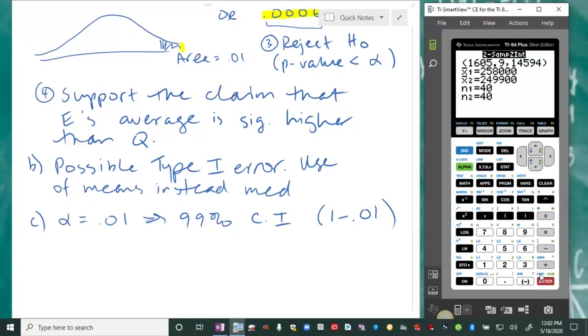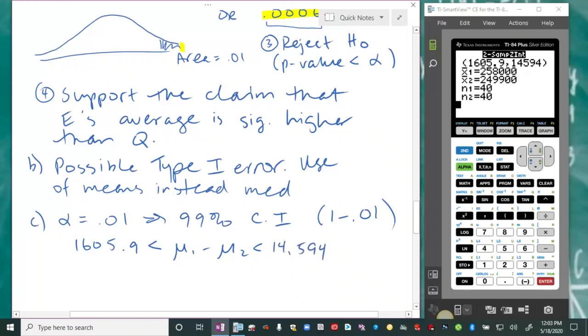So I end up with, let's see, 1605. Remember, this is the difference in the home prices. mu1 minus mu2 less than 14,594.